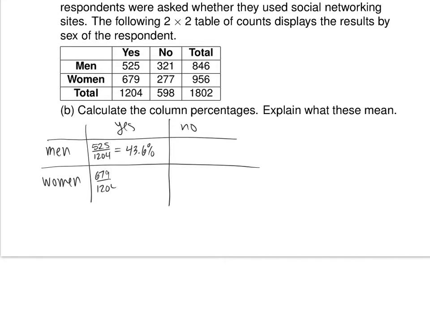679 out of 1204 gives us 56.4. I have 54.4 in my notes, but that's obviously wrong because they must add to 100. Just do 56.4, two digits after the decimal is fine. I'm pretty sure I specified that on the test. Then you do 321 out of 598. Don't forget that you have to round up sometimes, right? And then 277 out of 598 is 46.3.